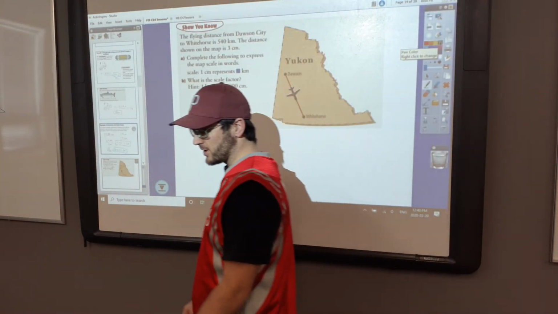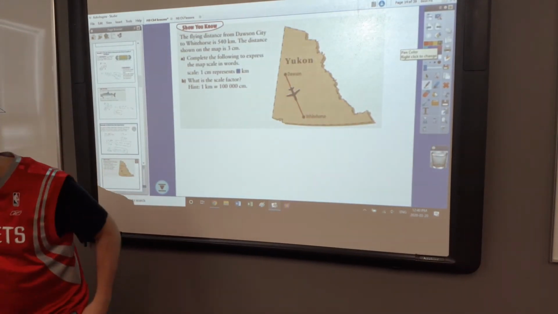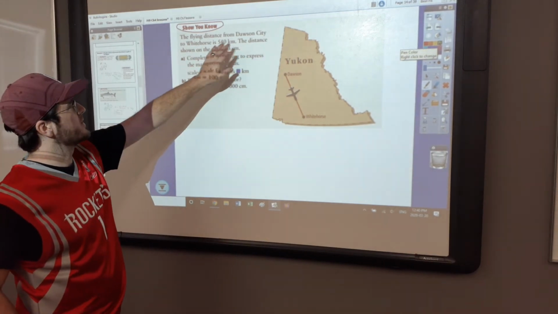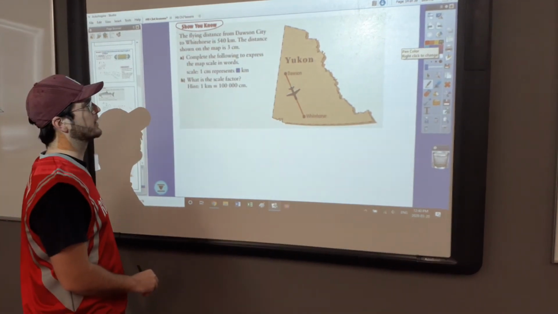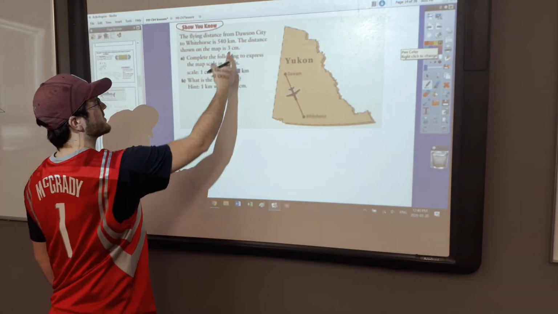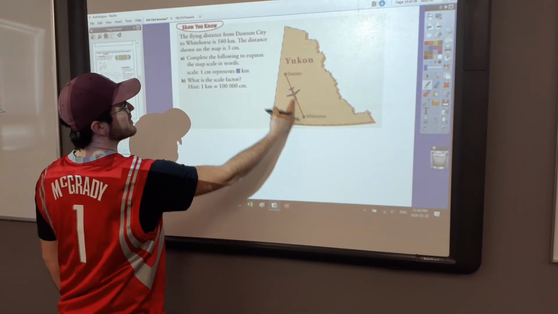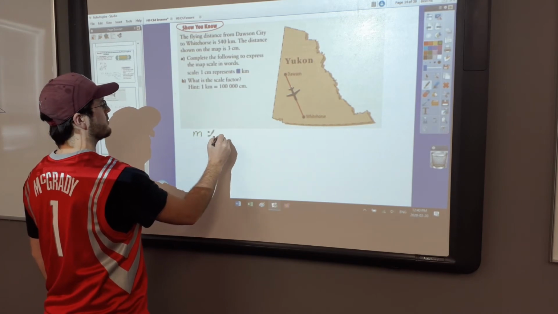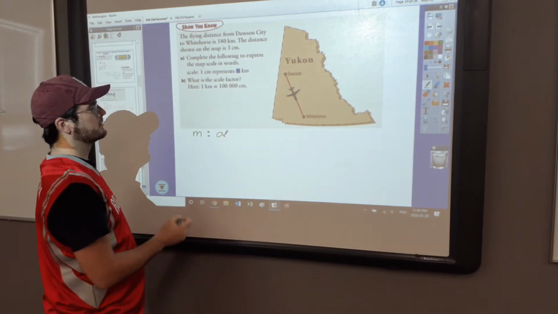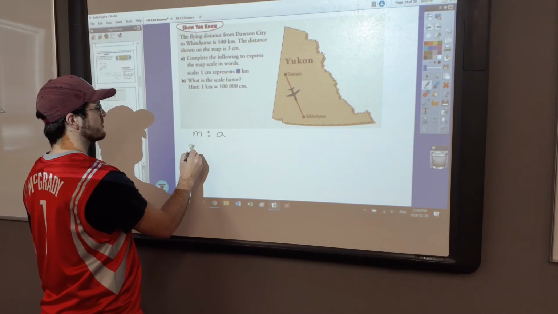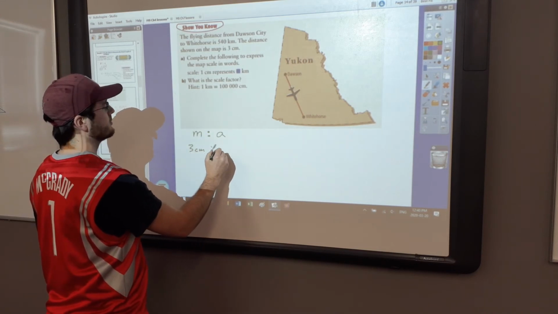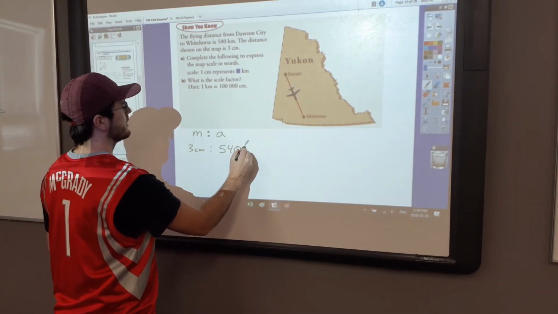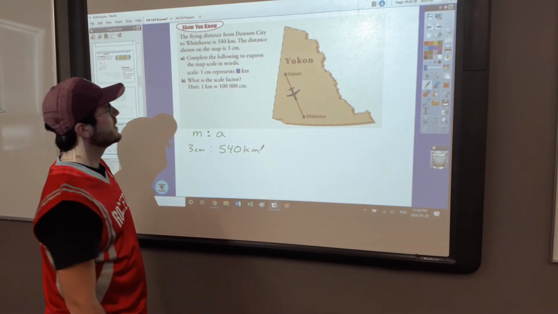Okay, we'll go through the last one here. It says the flying distance from Dawson City to Whitehorse is 540 kilometers. That's an actual distance. The distance on the map is just 3 centimeters. So again, we're going to set this up as a ratio, map to actual. So on the map, it's 3 centimeters. Actual is 540 kilometers.